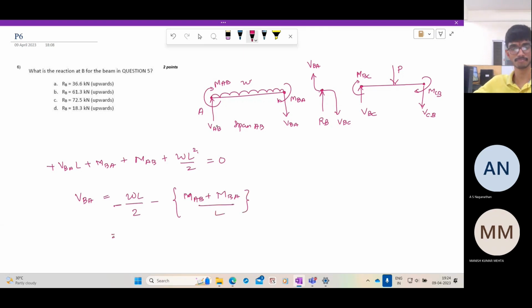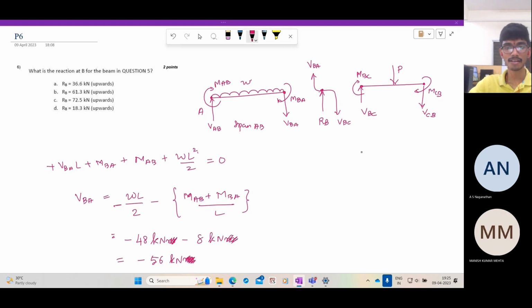W is 16, L is 6. So 16 into 6 by 2, 16 3s are 48. So we have minus 48 kilonewton meter. Minus what is MAB? MAB is 0 because it's a hinged support, and MBA is 48. We determined it is 48 kilonewton meter clockwise. So it is minus 48 by L. L is 6, so 48 by 6 is 8 kilonewton. So VBA is nothing but minus 56 kilonewtons. Sorry, not meters, they have already divided. It is minus 56 kilonewtons.